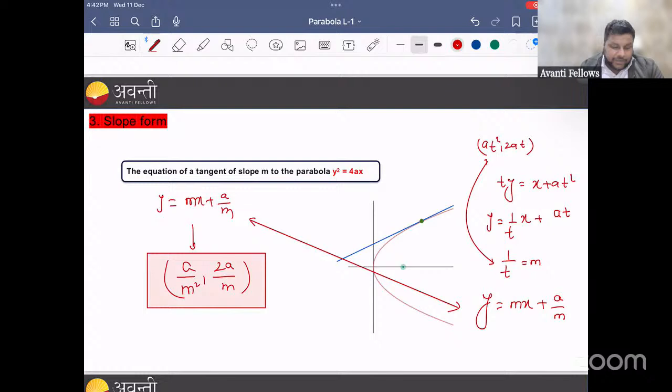Its point of contact will be a by m square, 2a upon m. Got it?